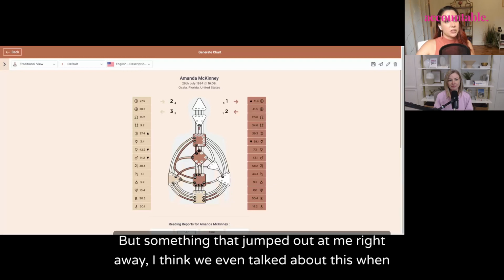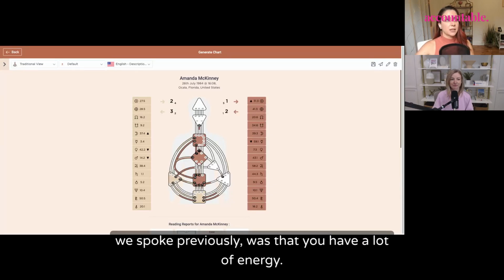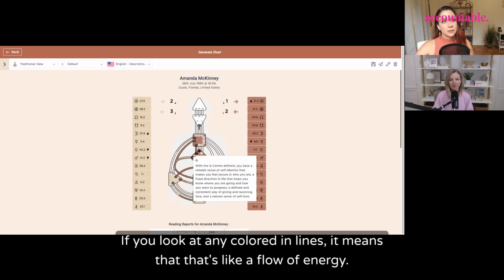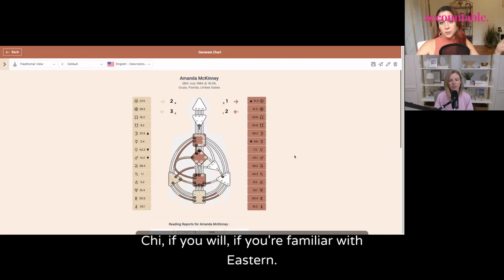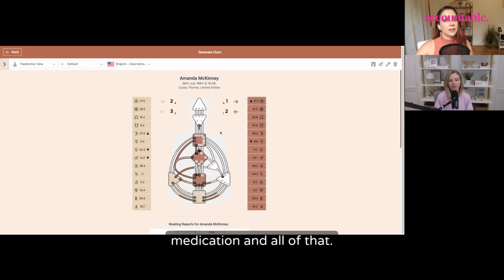But something that jumped out at me right away, I think we even talked about this when we spoke previously, was that you have a lot of energy. If you look at any colored in lines, it means that that's like a flow of energy. Chi, if you will, if you're familiar with Eastern medicine and all of that.